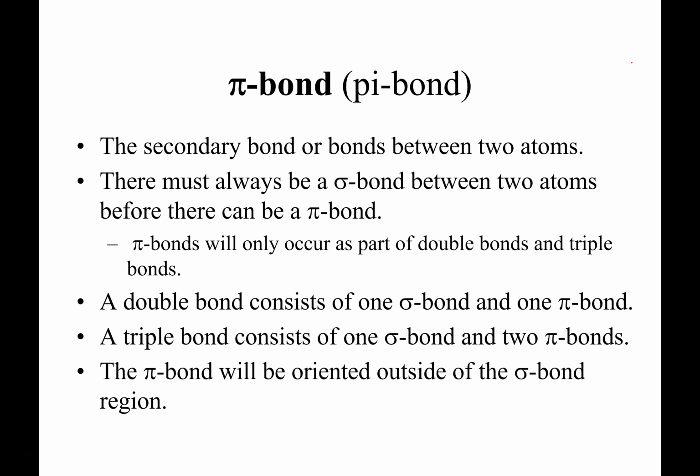So those bonding electrons lie outside the region for the sigma bonds, the primary bonds. So pi bonds are sometimes called secondary bonds, the second to arrive.